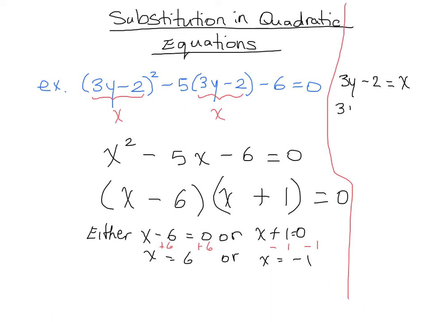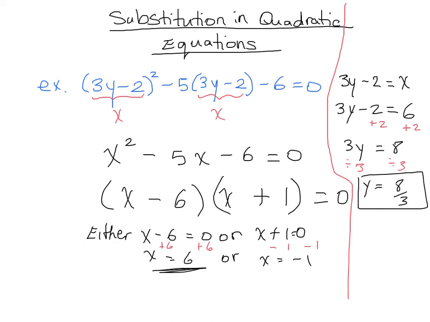So we have 3y minus 2 is, in the first case, where x is 6, so let's go ahead and solve that. We can add 2 to both sides, and we get that 3y is equal to 8. Now we can divide both sides by 3, and we get that y is equal to 8 over 3. But that's just one of our answers. We still need to find what happens when x is negative 1.